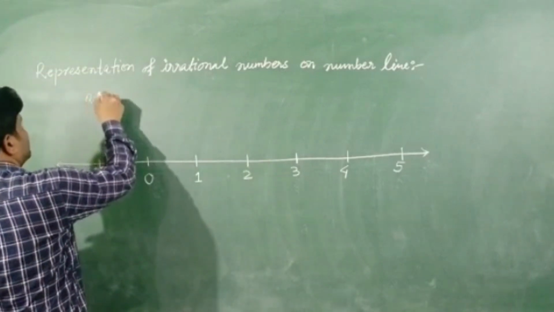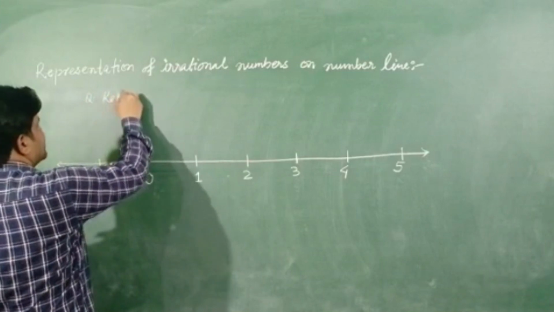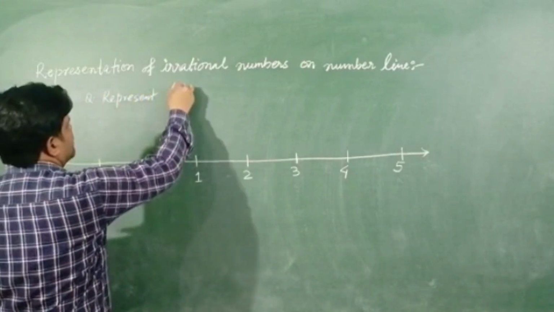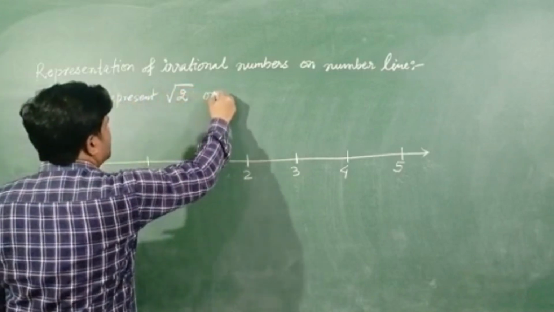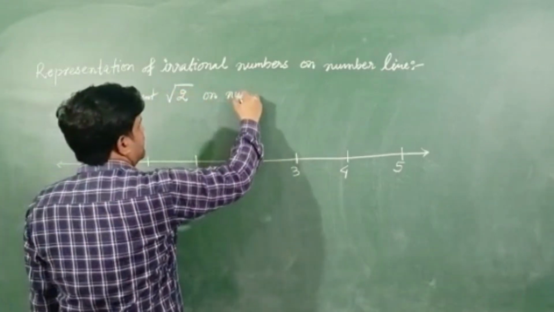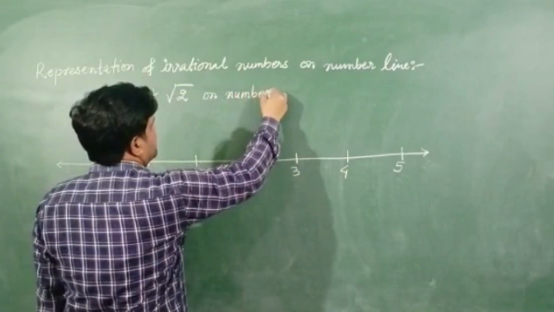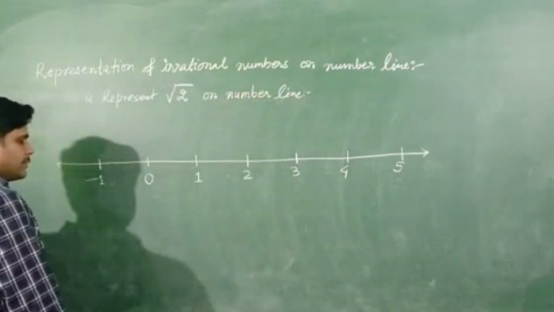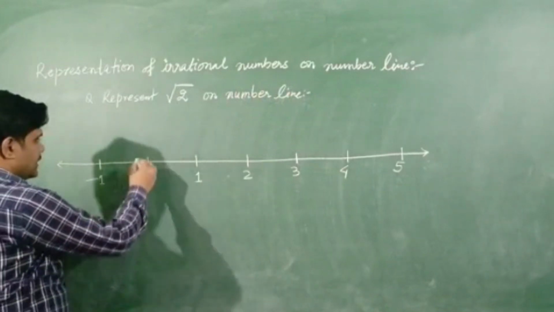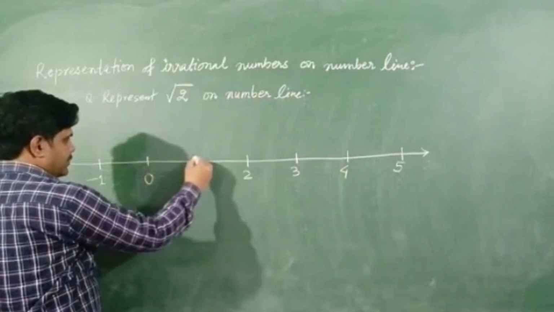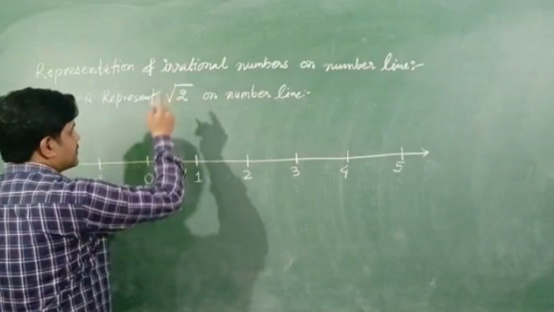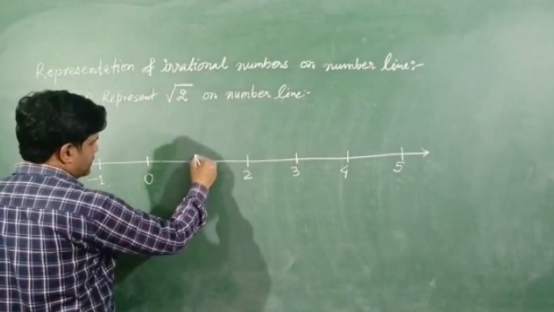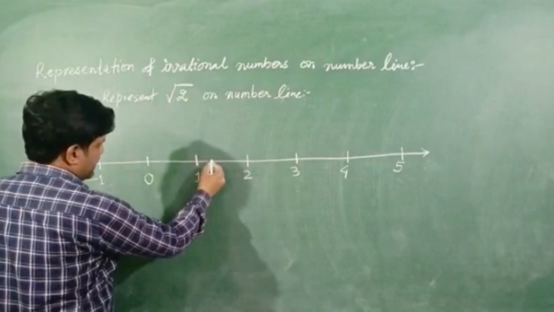So the question will be, represent root 2 on number line. How do we do that? See, we know that root 2 is positive because there is no negative sign, and we have to find out where it will be on number line.